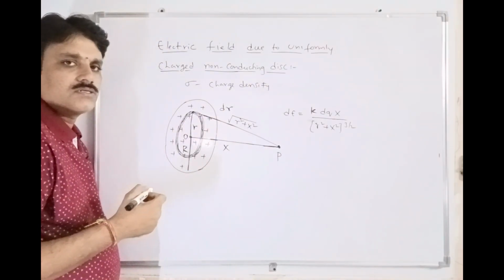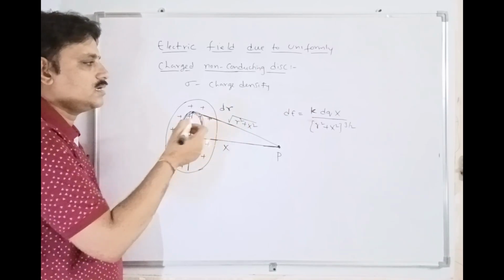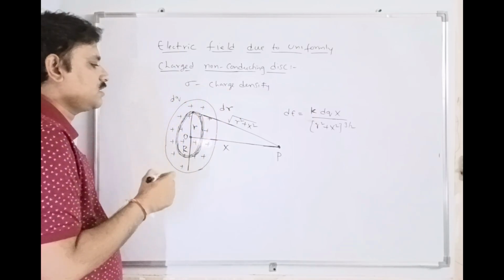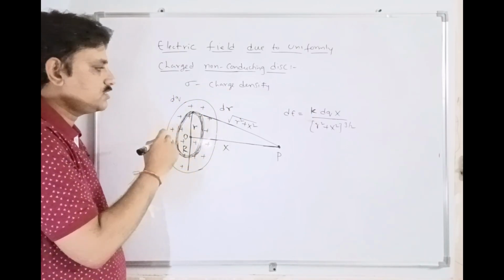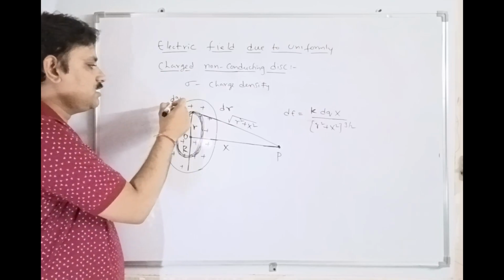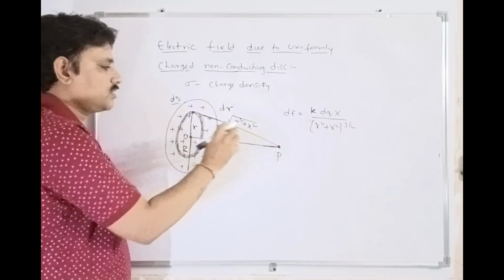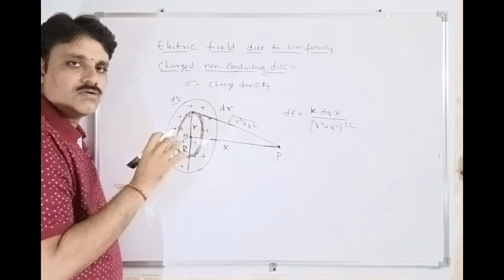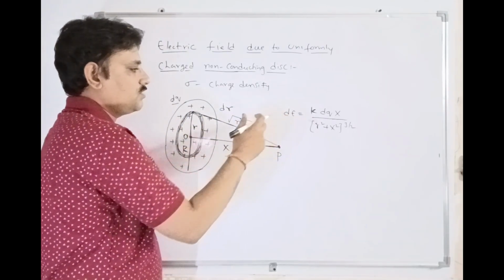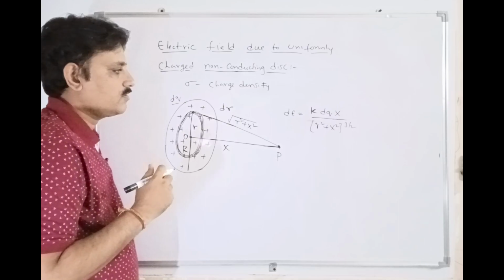Already we know that for the ring, the electric field at point P is dE equal to k dq x by r square plus x square whole power 3 by 2. Here dq is the charge on the ring of thickness dr, a small charge. What is the electric field at P due to this small charge? We calculated it earlier along the axial line.